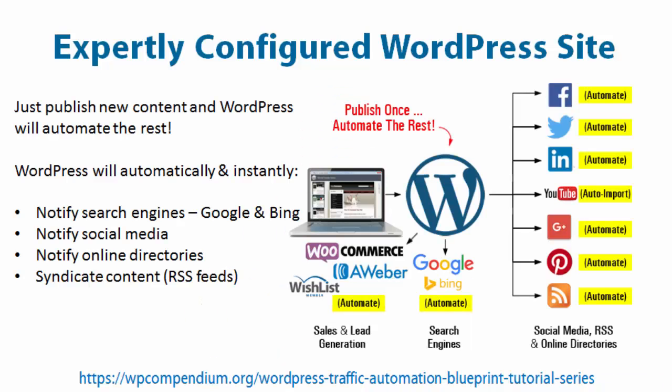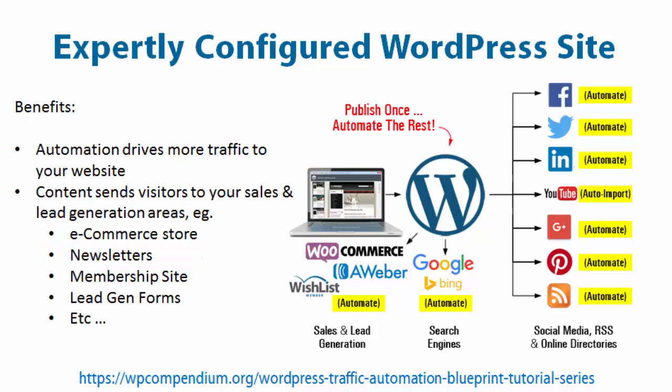Now, when you have an expertly configured WordPress site, basically what you're doing is you're just publishing content. So all you do is you publish your content, and WordPress will automate the rest because it will have already been configured to do all of that. So as soon as you publish content, WordPress will automatically and instantly notify search engines like Google and Bing, notify social media sites, notify online directories, and syndicate your content through the use of RSS feeds.